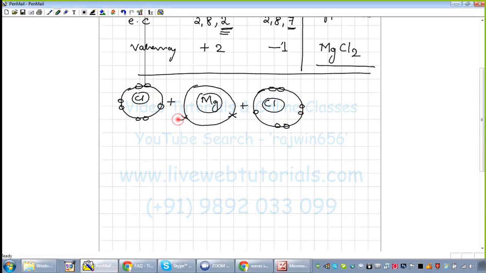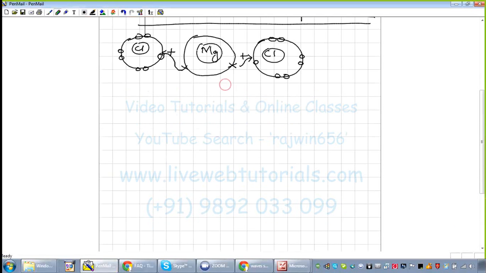So this one electron will come to this chlorine atom. The second electron will come to the second chlorine atom. And this is how the bond formation of magnesium chloride is going to take place. So I can show the central magnesium atom.